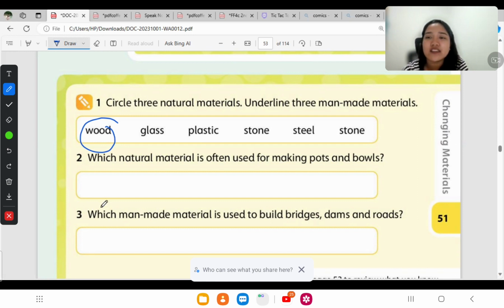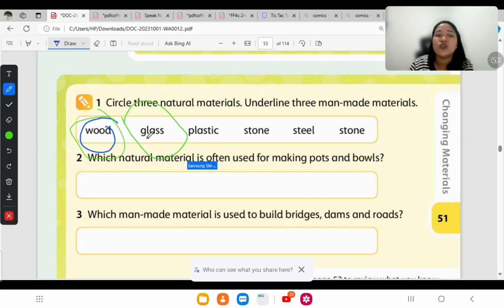Glass. Man-made. Very good. So let's underline the word. Let's underline the word glass. When we talk about underline, just like this. Circle is different. Glass is man-made, so let's underline.